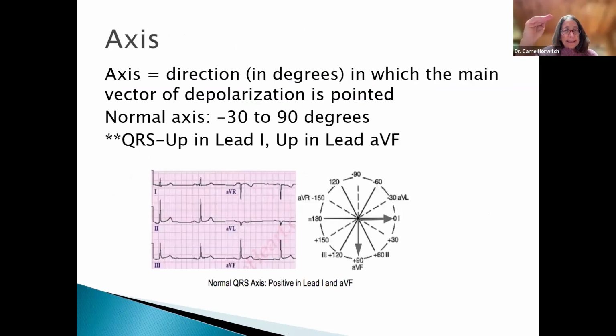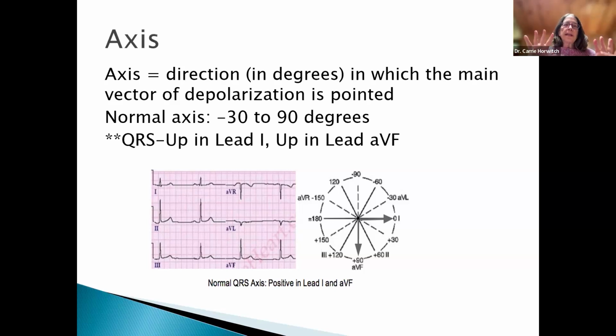Okay, so we've done rate, we've done rhythm. Now we're going to talk about axis. The axis is the direction of what's considered the main vector of our depolarization. I will show you a slide in a minute. Normally the impulse goes from the right atrium down into the AV node, bundle of His, down into the ventricles, the right and left bundle, and then out to the Purkinje cells. So normal axis comes from the right and diagonally down to the apex to the left.